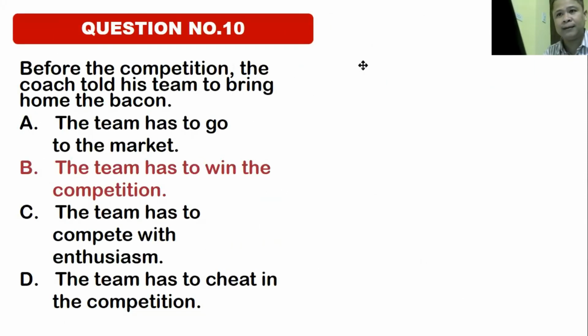Question number 10. Before the competition, the coach told his team to bring home the bacon. What does the idiom to bring home the bacon mean? A, the team has to go to the market. B, the team has to win the competition. C, the team has to compete with enthusiasm. D, the team has to cheat in the competition.